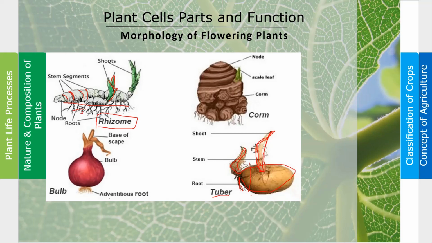So, these rhizomes serve as both a storage organ and a reproductive organ. Okay, and the next one, we have corms.